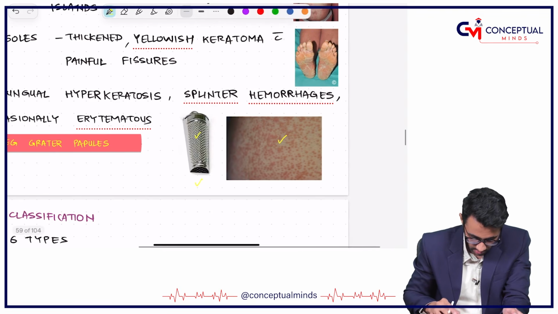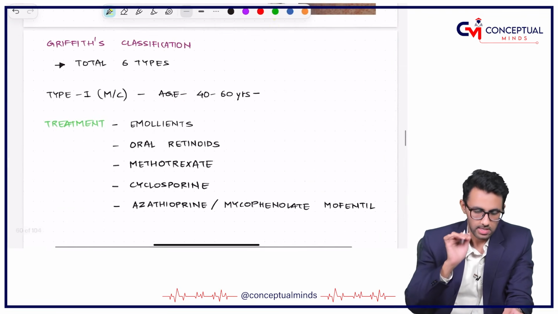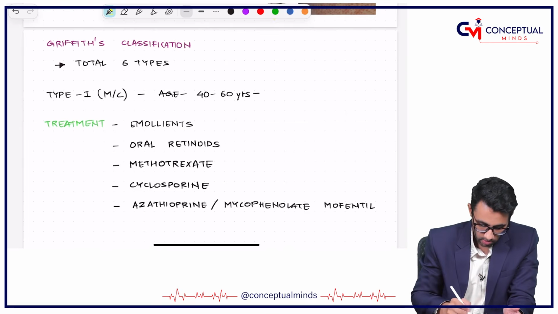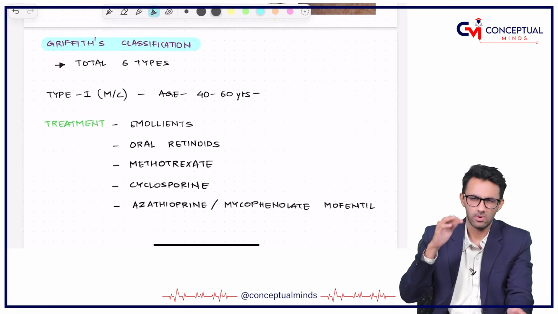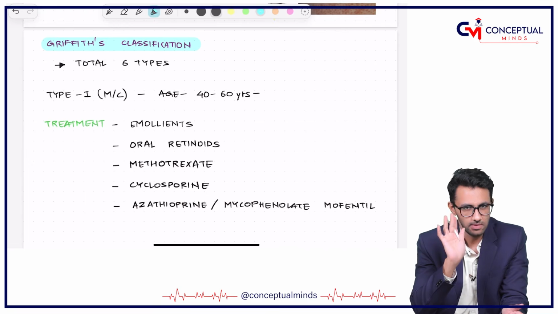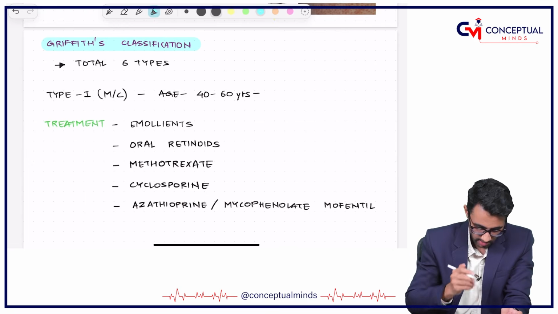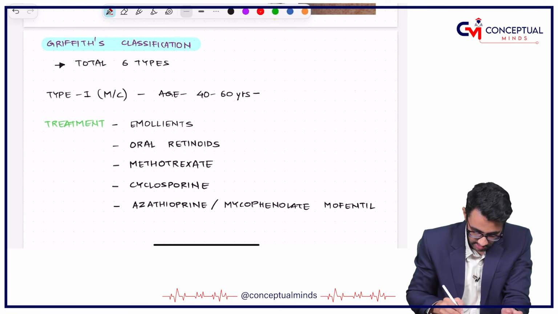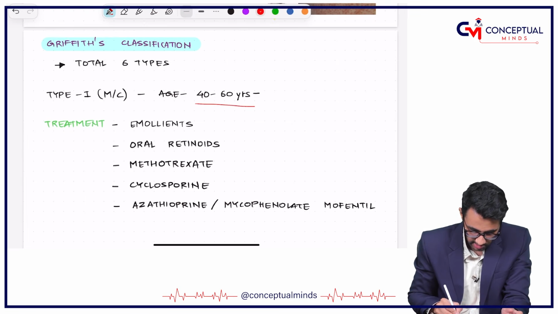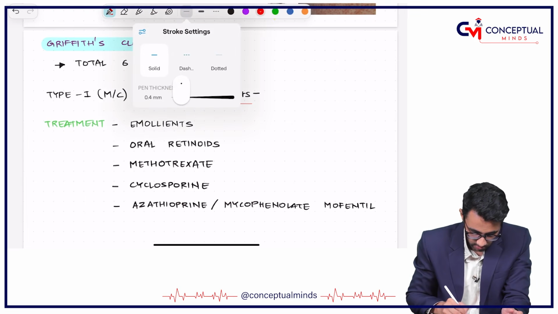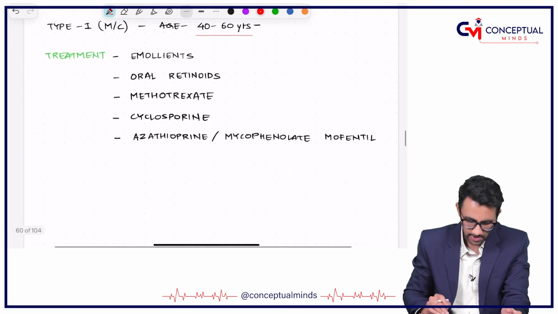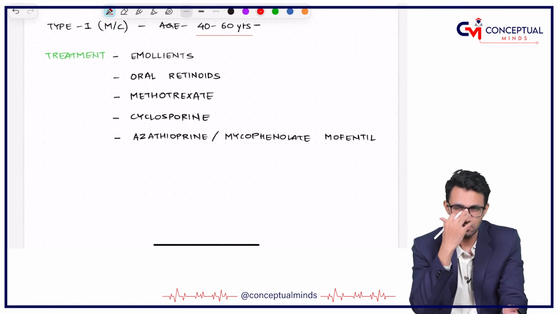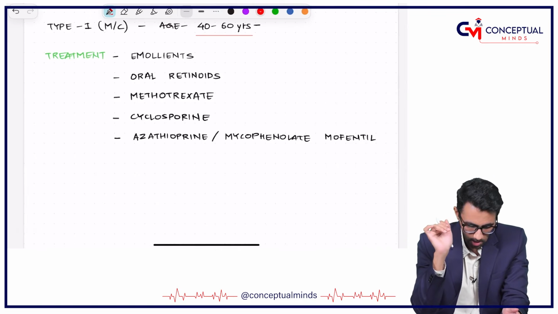To go on with the next thing, what classification would we use? We just need to remember the name, that is Griffiths classification. It has a total of 6 types, but we only need to remember the first type, that is the most common type. The age group is 40 to 60 years. That is the most common age group to have it. Treatment we'll discuss more, but this is just for the PRP part.